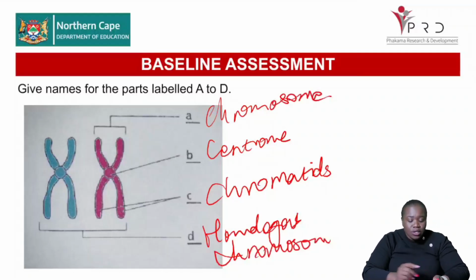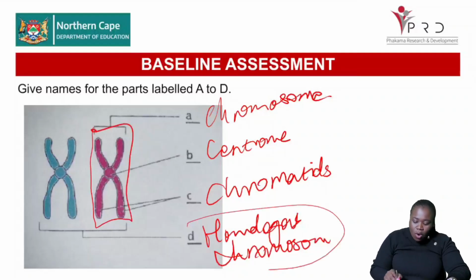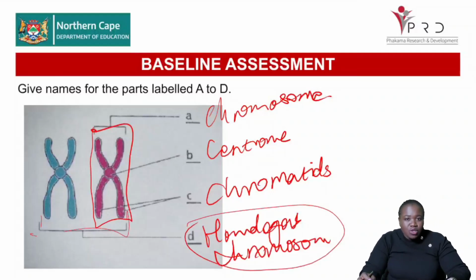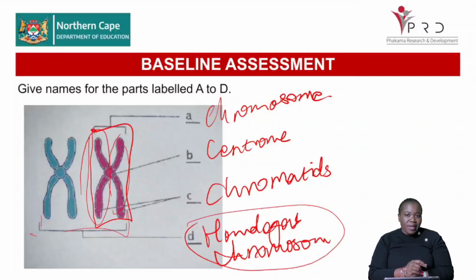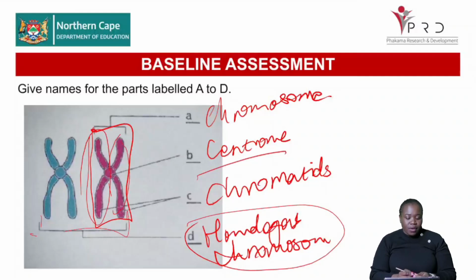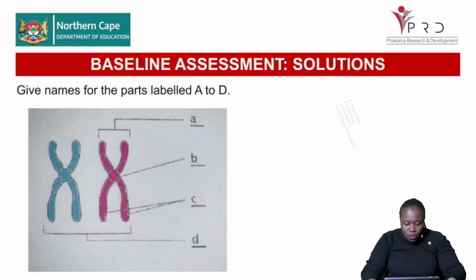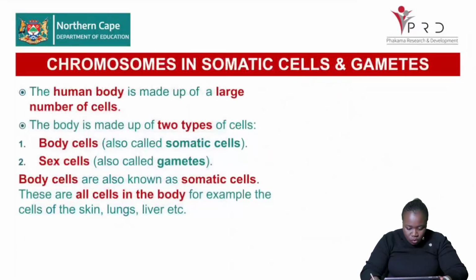Okay, so this means that you should be able to know the difference between a single chromosome and a homologous pair of chromosomes. When there's 2 of them like this, they are referred to as a homologous pair of chromosomes. And when you're only looking at 1 chromosome, you are looking at just a chromosome, right? And these 2 parts that make up this chromosome are referred to as chromatids, and they are held together by the centromere, right? Okay, so there we have our answers: the chromosome, centromere, chromatids, and homologous chromosomes.